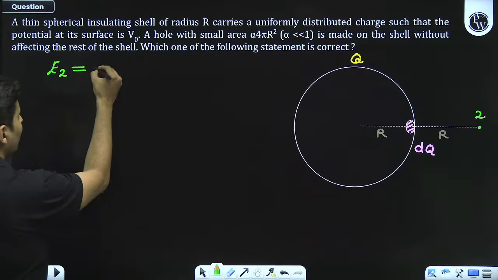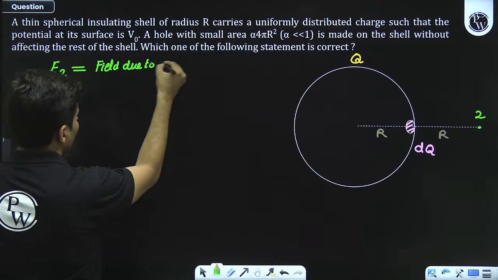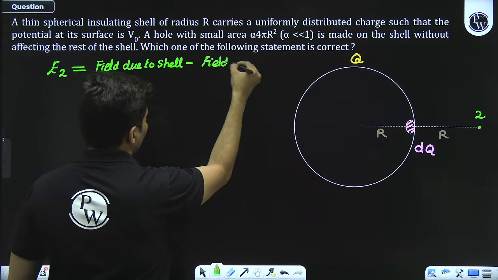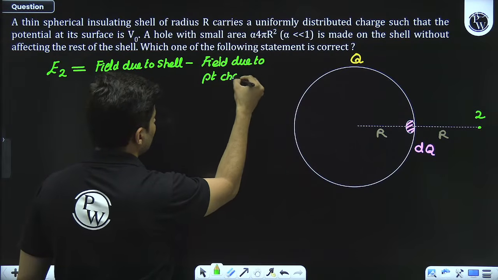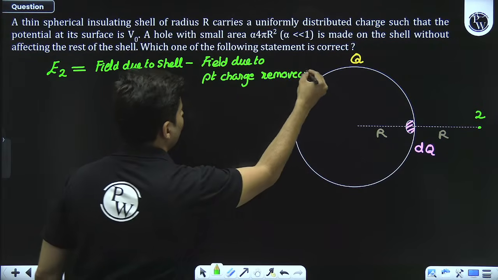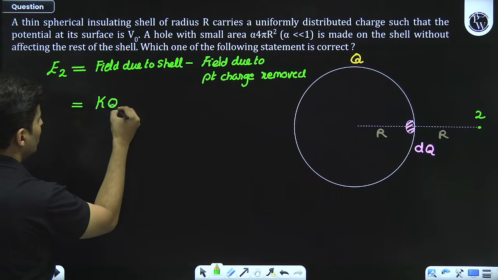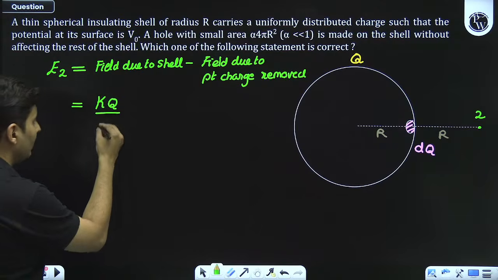So it will be nothing but the field due to the shell minus the field due to the point charge removed. The point charge which has been removed. This is truncated. So what is the field due to the entire shell? It will be kq divided by what is the distance? It is 2r. Be careful.